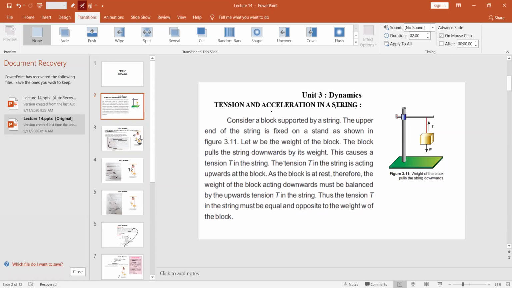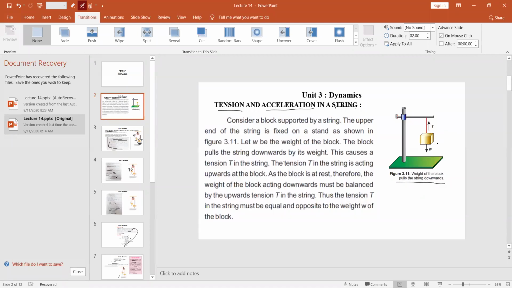And acceleration you have already learned in Unit 2: the rate of change of velocity. Tension is new to you. You were also familiar with it in the previous lecture, but here we will discuss it in detail, right? The tension will be clear to you when we understand this figure. So see this figure 3.1.